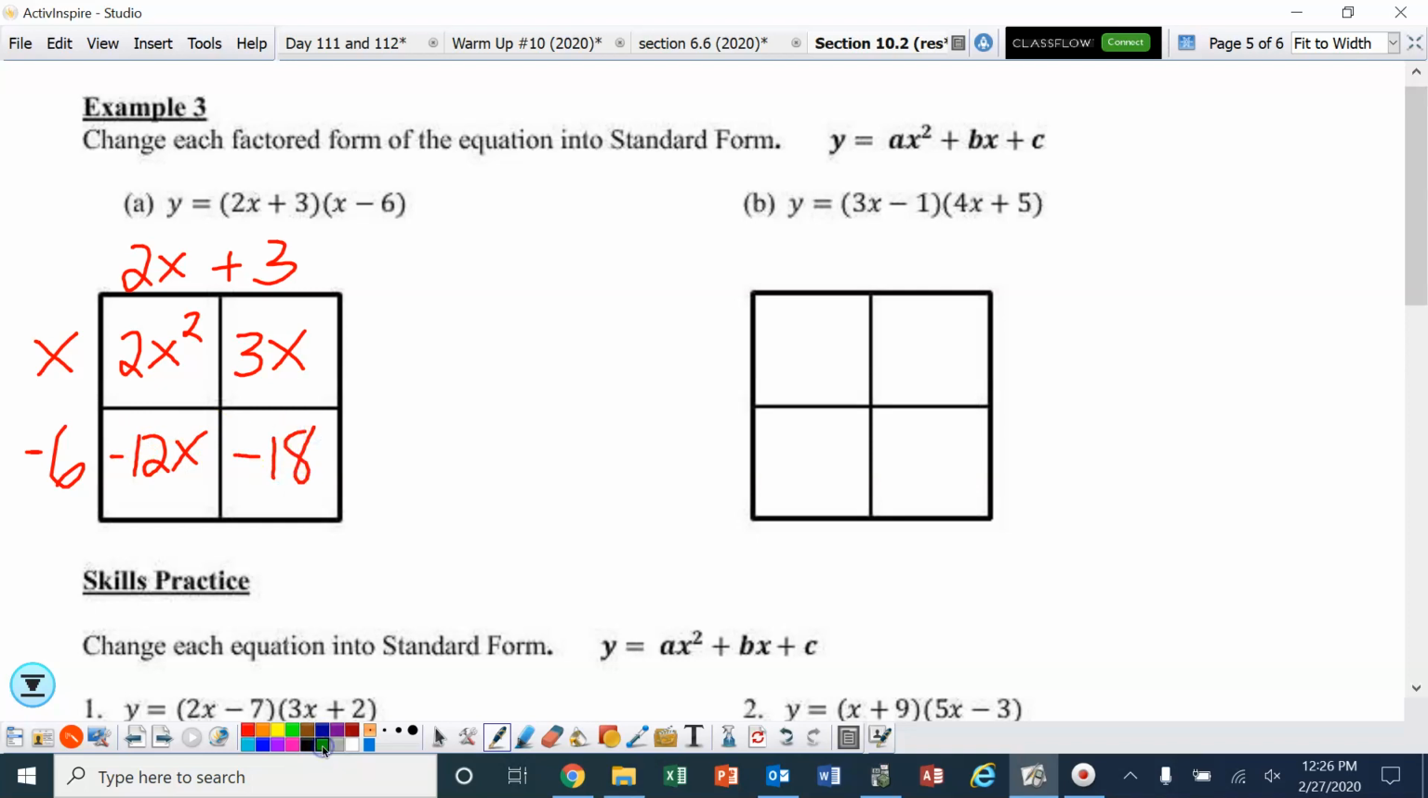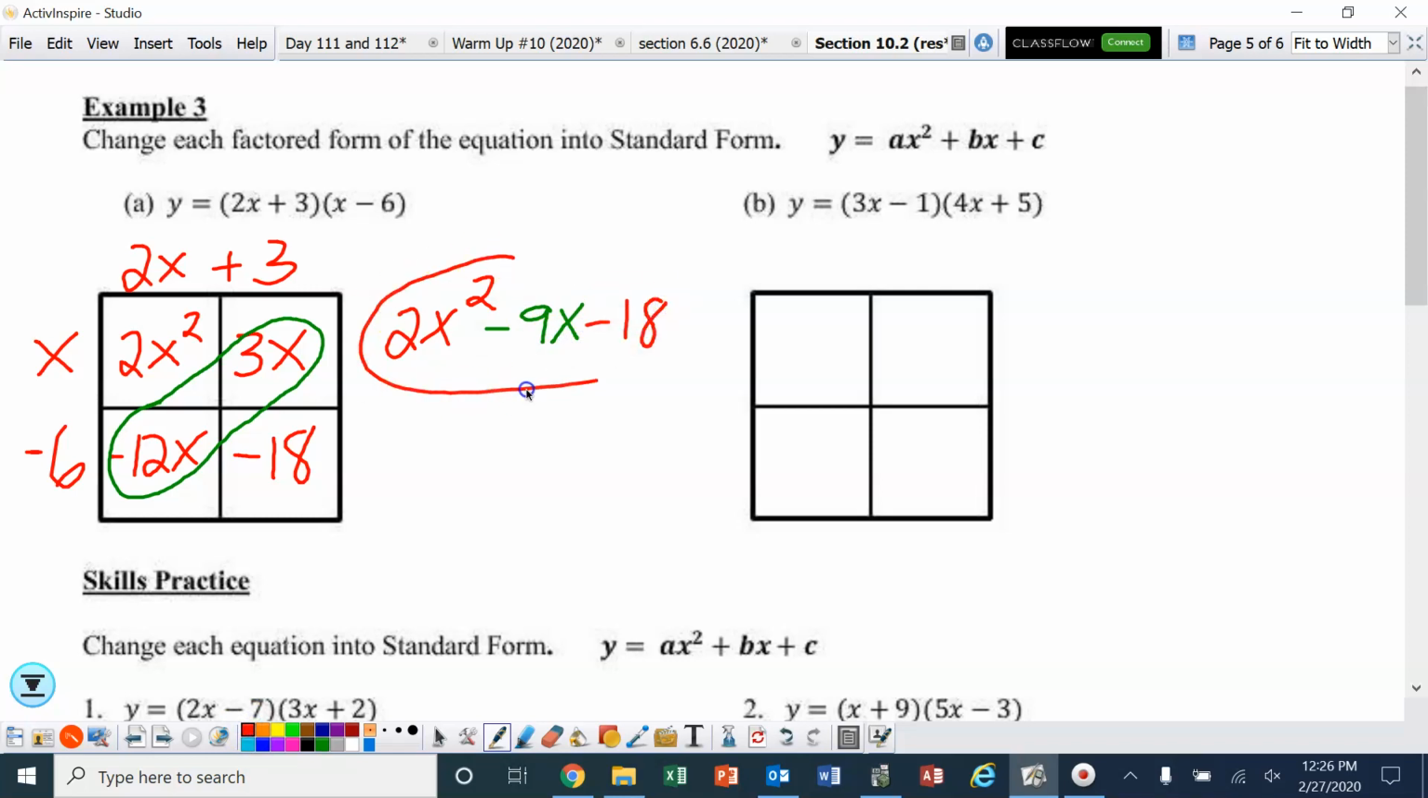All right, now we're going to write the answer. Now these two corners are like terms. We're going to combine those. Okay, so our final answer is 2x squared. When I combined the negative 12x and the 3x, I get minus 9x. And then I have the minus 18 behind that. All right, that's our answer. Okay, pretty easy. Just have to know how to multiply and combine like terms.